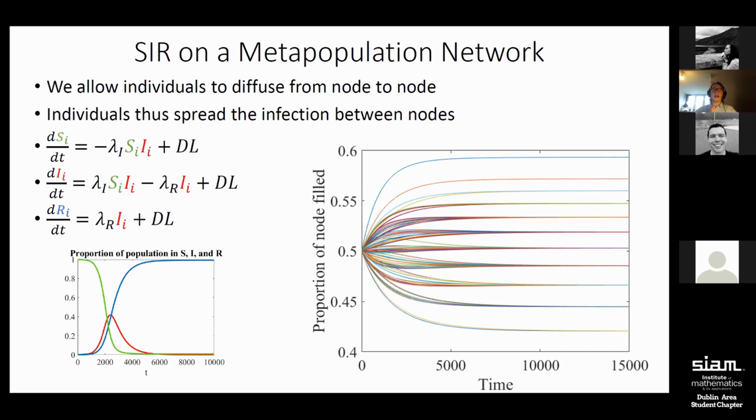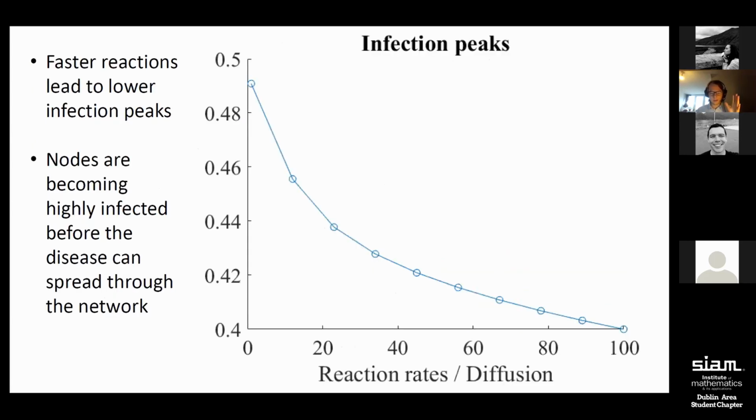Okay, let's take a look now at what happens if we change the speed of the reaction rates relative to the diffusion rates. So what I'm going to do is make my lambda I really, really big. I'm going to make lambda R 1/10 of lambda I, so the recovery rate will always be slower than the infection rate. I'm just going to leave my diffusion as 1, and I'm going to test that out for different ratios of reaction rates to diffusion. And what's really cool, actually, is that if the infection rate of your disease is low, then the peak of your infection, so those infection curves I showed earlier, is much higher.